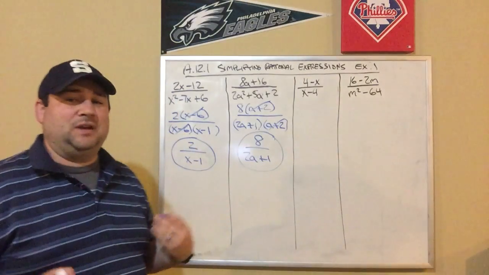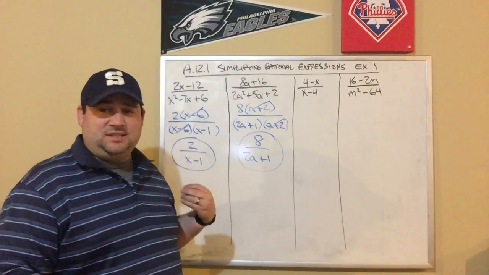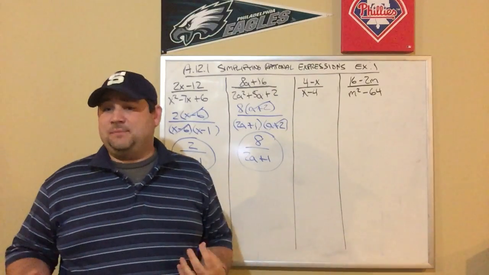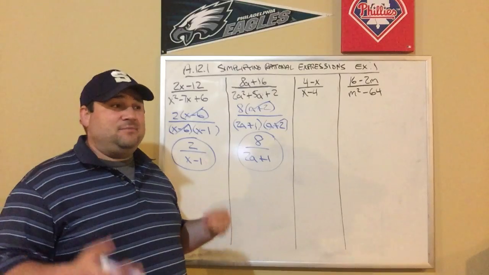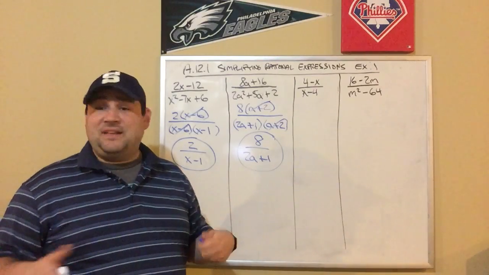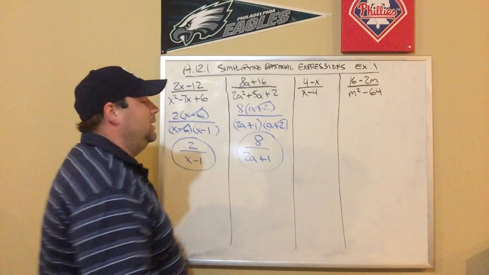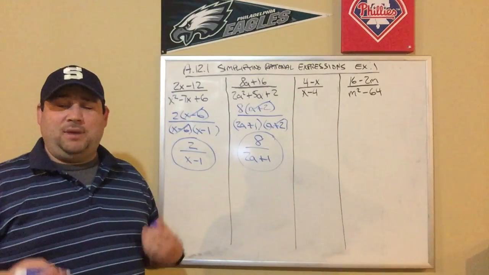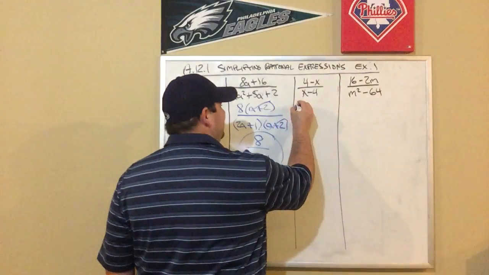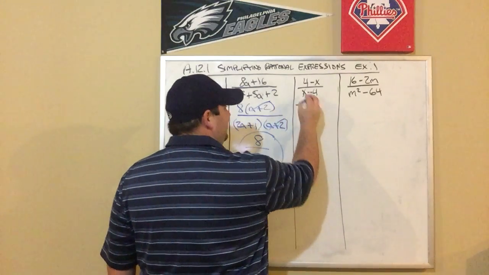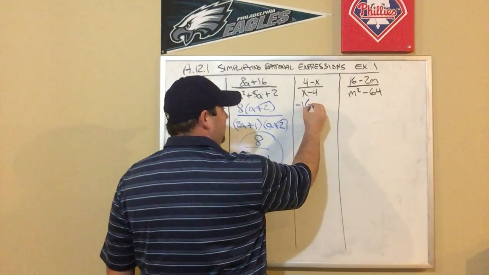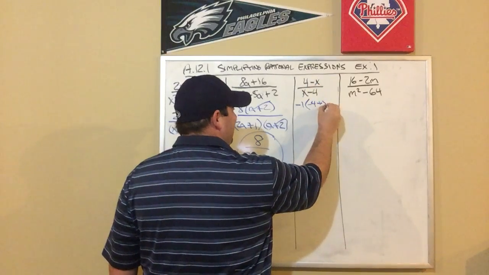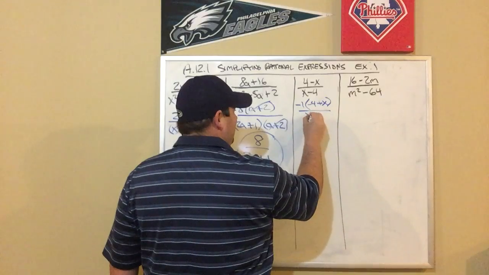4 minus x over x minus 4. They almost look like the same thing, but they're not the same, because we know subtraction order does matter. If I had 5 minus 2, that's 3. But if I have 2 minus 5, that's not 3. That's negative 3. They're different. So what could I do? Well, what if I divided the top one by negative 1? If I divide out a negative 1, 4 divided by negative 1 is negative 4. X divided by negative 1, that's now positive x. And that's over x minus 4.